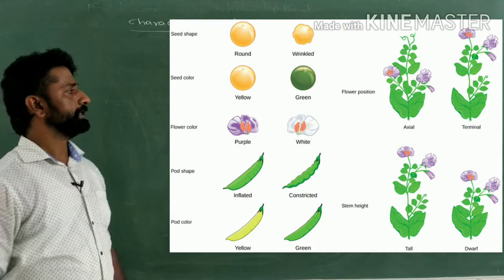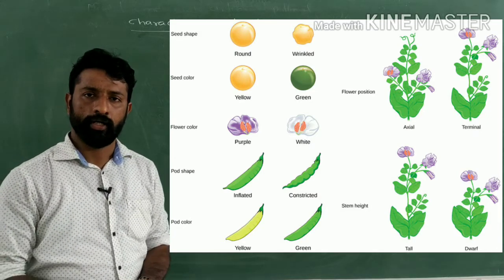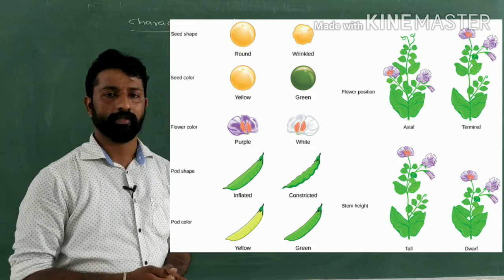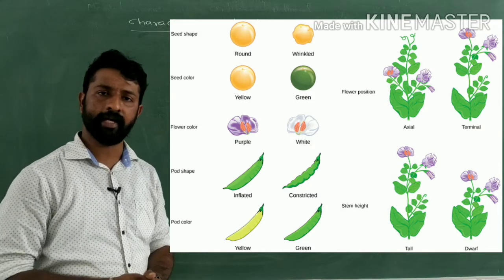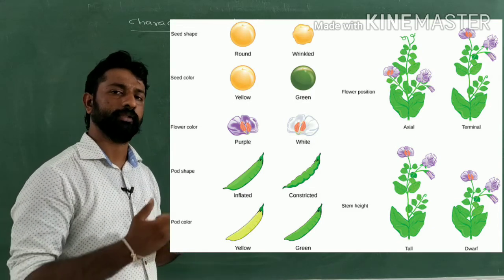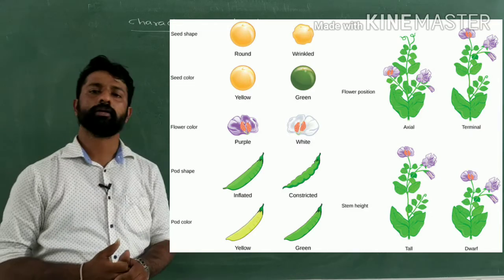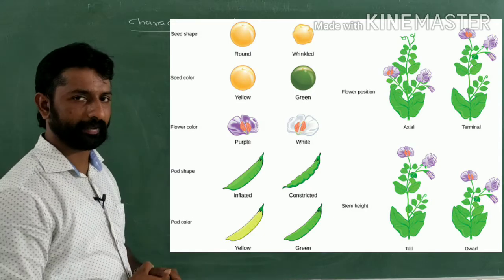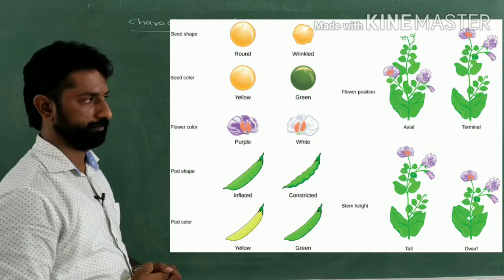Similarly, second one is seed color. The yellow color of the seed is a dominant trait, and the green color of the seed is a recessive trait for the seed color. So here seed color is a character, and yellow or green are the traits of that seed color. Similarly, next one is the flower color. Here violet color of the flower is the dominant trait for the flower color. The white colored flower is a recessive trait.